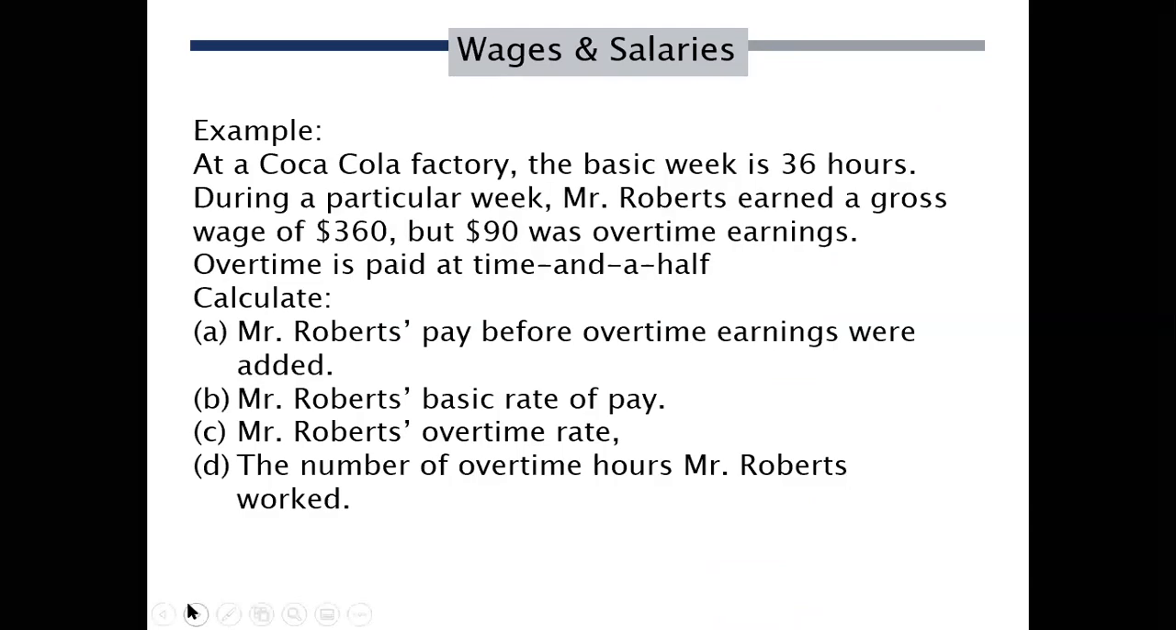All right, this question says, at a Coca-Cola factory, the basic week is 36 hours. During a particular week, Mr. Roberts earned a gross wage of $360, but $90 was overtime earnings. Overtime is paid at time and a half. Calculate, and we have 4 parts to this question. A, Mr. Roberts' pay before overtime earnings were added. B, Mr. Roberts' basic rate of pay. C, Mr. Roberts' overtime rate. And D, the number of overtime hours Mr. Roberts worked.